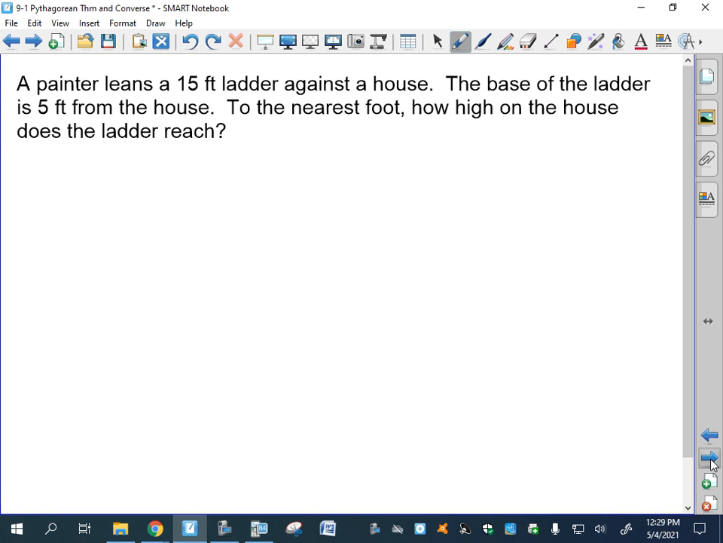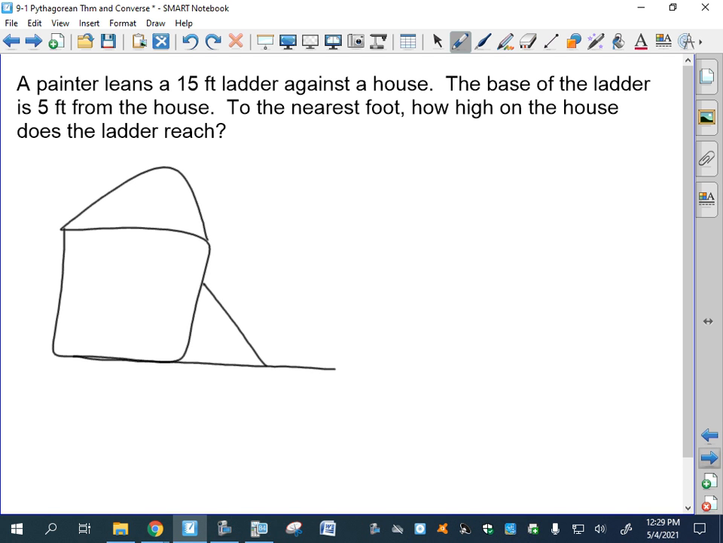So if we were to draw a picture, here's my house. Here's my ladder. Here's the ground, right? So where do I put the 15? It's the leaning one. It's the hypotenuse. Where do I put the 5? The bottom, because the keyword there is base.